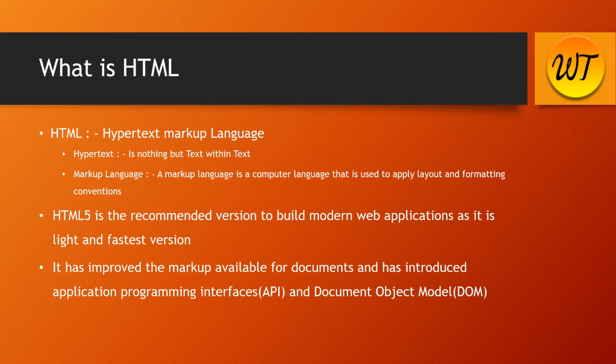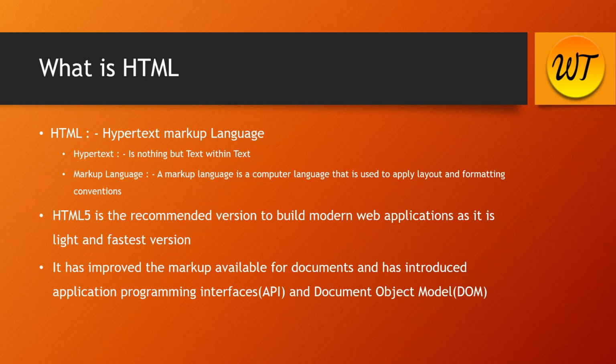What is HTML? HTML is nothing but a hypertext markup language. Hypertext is nothing but text within the text. That is hypertext. What is a markup language? A markup language is a computer language that is used to apply layout formatting conventions.